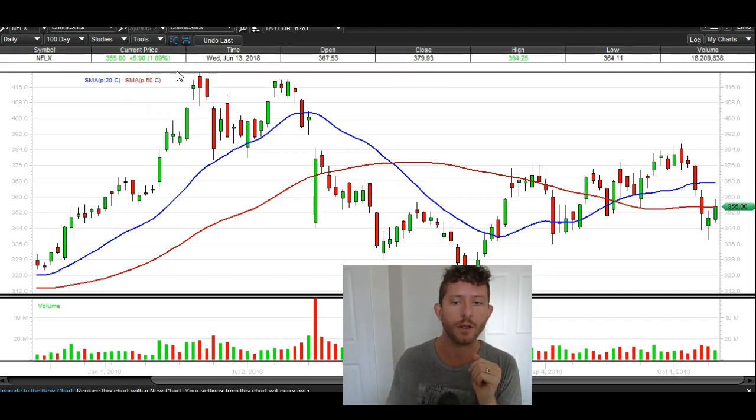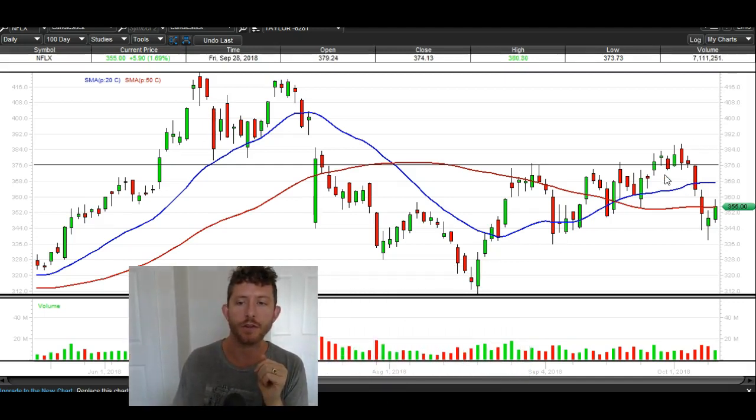What I don't like long term on Netflix is we had this resistance. You can clearly see it's a really nice level of resistance. We broke over it right here, and then we broke right back under it right there. To me, that's not a great look. This is a false breakout. We broke over that resistance and then broke back under. We also broke this trend line right here. As you can see, boom. Look at how many bounces right there in that short amount of time. We broke that trend line.